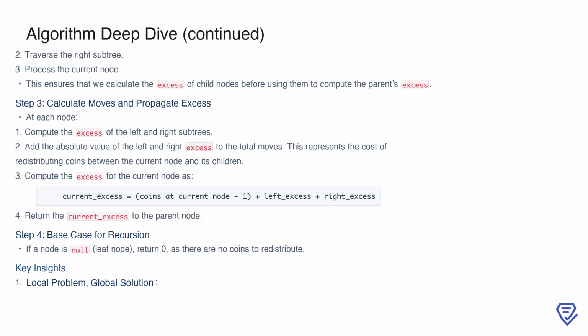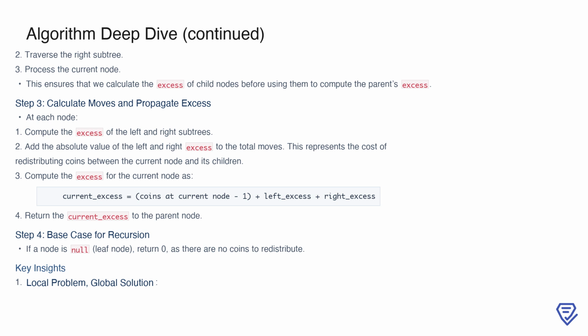Once we calculate the moves, we compute the excess at the current node. This is done by adding the coins at the current node, subtracting 1, since it should retain one coin, and then adding the excesses from the left and right subtrees. This current excess is then passed upwards to the parent node, enabling the redistribution process to continue seamlessly.